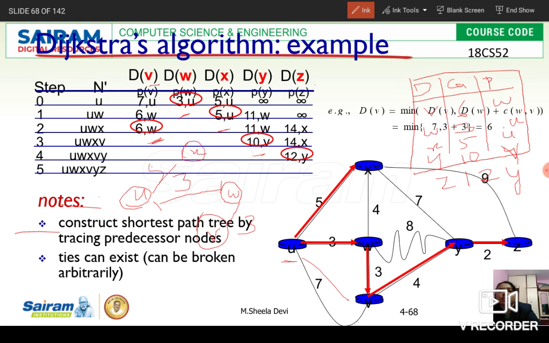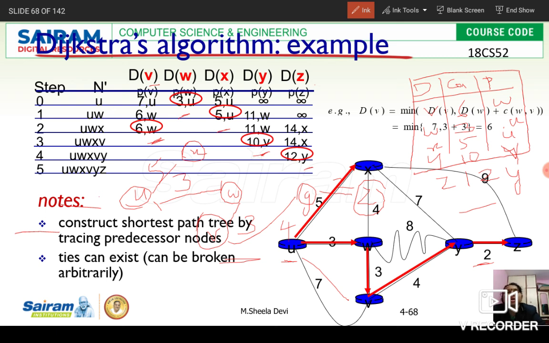X, what is the cost? It is 5. And Y, how can we reach Y? Through V, we said. So we have to connect the node Y to V. Then what is the cost from V to Y? It is 4, so I am updating 4. How to reach Z? Through Y, we said. The previous node is Y, so we have to connect Y with Z. What is the cost Y to Z? It is 2. So this is the shortest path tree. This is the shortest path routing algorithm.